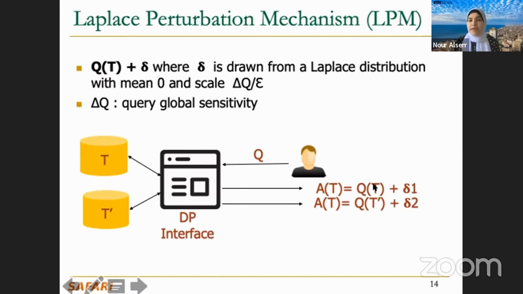What is the sensitivity? It is the maximum change between the results. For example, for some query, what is the maximum change in the sum result between both data sets? This is what we call the global sensitivity. Then at the end, we add the noise. We also have other approaches, like Gaussian and exponential. Here, since we are dealing with a numerical data set, Laplace fits our genomic data sets.